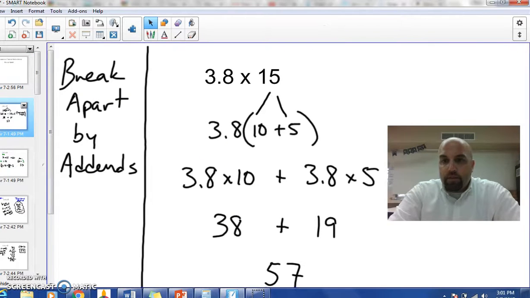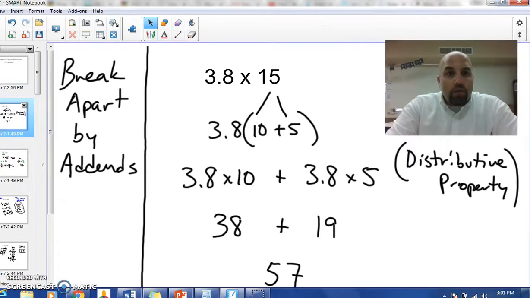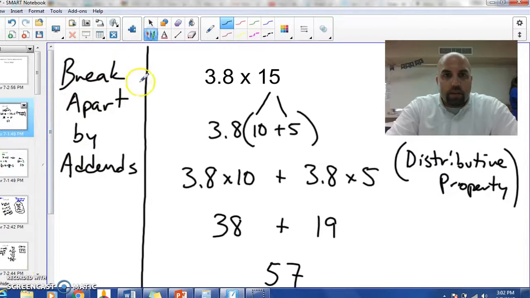Here we are. First question. Let me move myself. We have 3 and 8/10, that's how we say that decimal, 3 and 8/10 times 15. There's a bunch of different ways you could solve this problem. Here is one way to do it. You could break apart into addends. That's definitely a way that you could handle it. All right, and so if I'm breaking apart into addends, then here we go. I can see my work here.